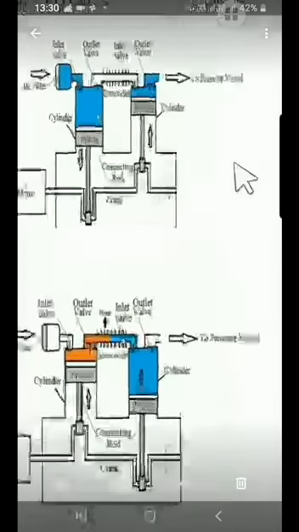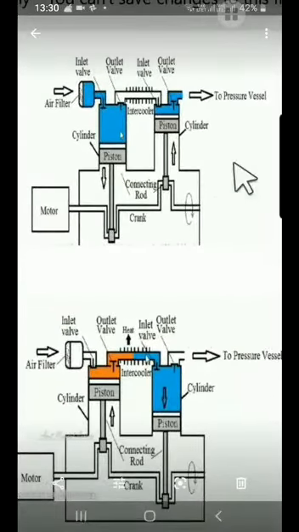Now, this is the schematic diagram of the two-stage reciprocating air compressor. There are two piston cylinder arrangements. This is the low pressure cylinder, this is the high pressure cylinder. These are pistons which move up and down. This is the motor which runs the crank. These are the inlet and outlet valves for the low pressure cylinder. These are the inlet and outlet valves for the high pressure cylinder. The valves are differential type. What is happening in this type of arrangement?